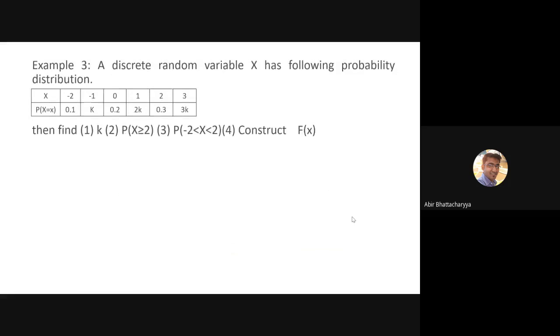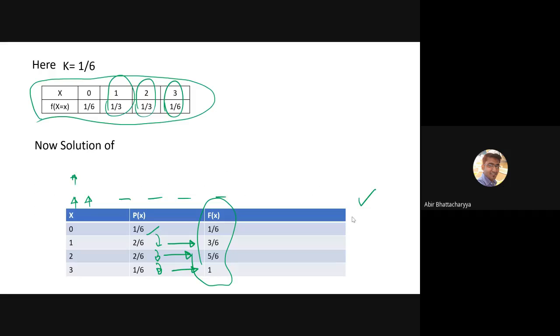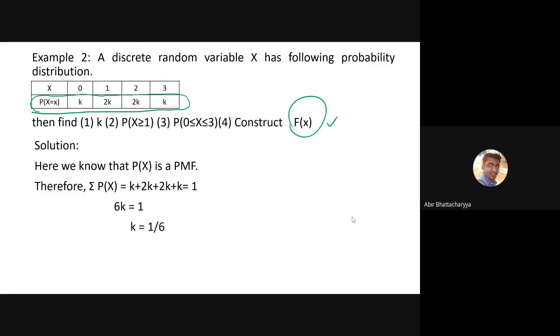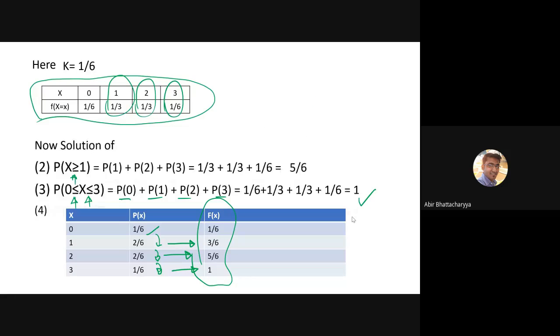Next, they ask you to construct F of x. Yes, F of x we have constructed. Okay, this is F of x. All right. This is the way we can find the cumulative distribution function whenever a distribution function is given to you.